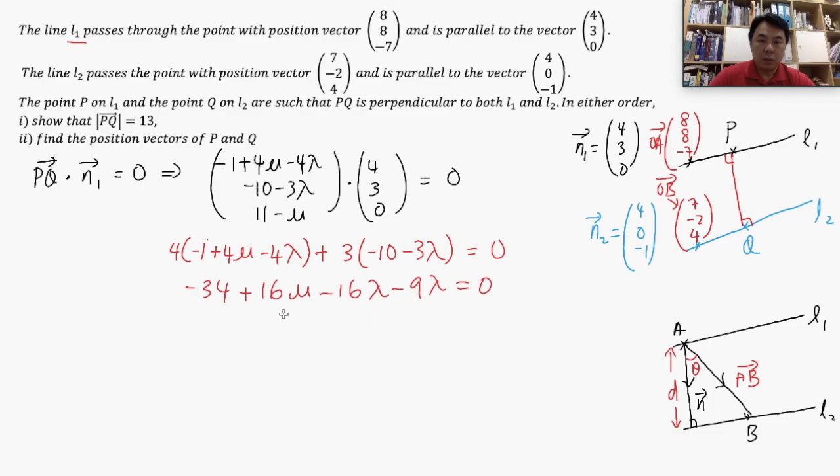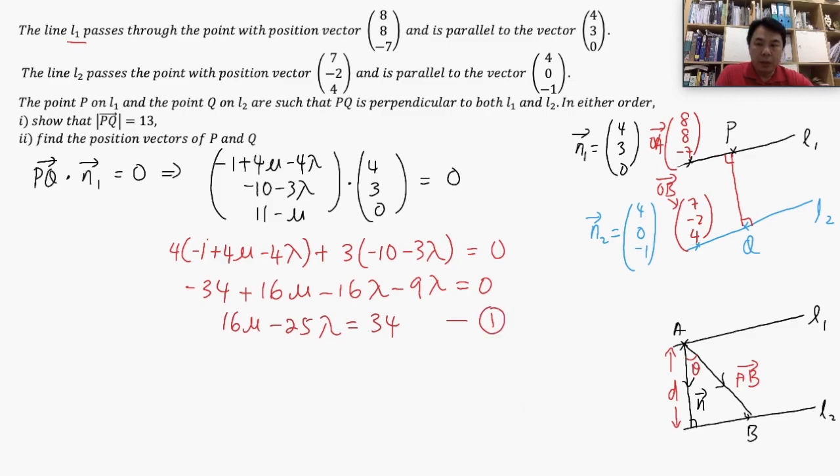Okay, so just let me simplify this a bit. We will have 16μ minus 25λ is equal to 34 there. I think that's the furthest that we can go. So that will be our first equation.